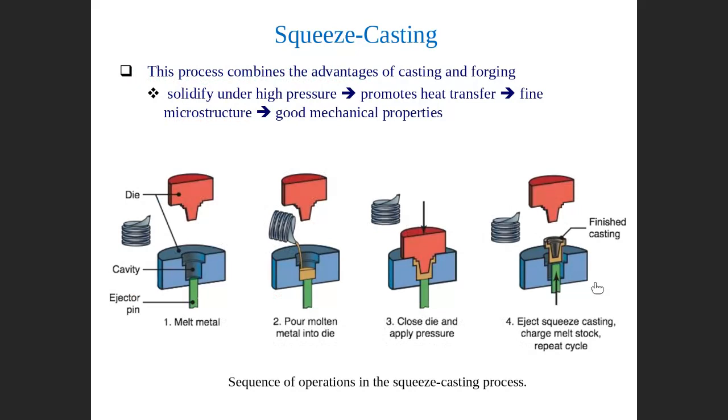Okay, next we talk about squeeze casting. Squeeze casting, we call it a semi-solid casting process. It is semi-solid casting because in squeeze casting we deliver the liquid material as a mix between solid and liquid. We call it a mushy zone actually.